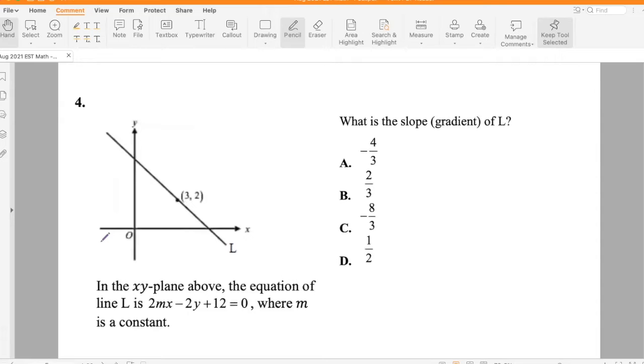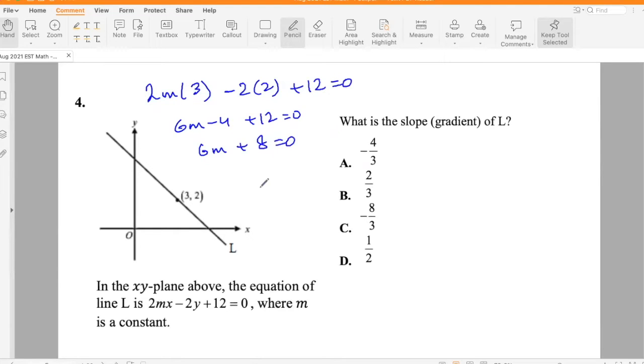In the xy plane above, the equation of line L is 2mx minus 2y plus 12 is 0, where m is a constant. What is the slope of the line? Okay, so let's first find the constant. So we can put (3, 2) in the equation. So 2m into 3 minus 2 times 2 plus 12 is 0. So 6m minus 4 plus 12 is 0. So 6m plus 8 is 0.